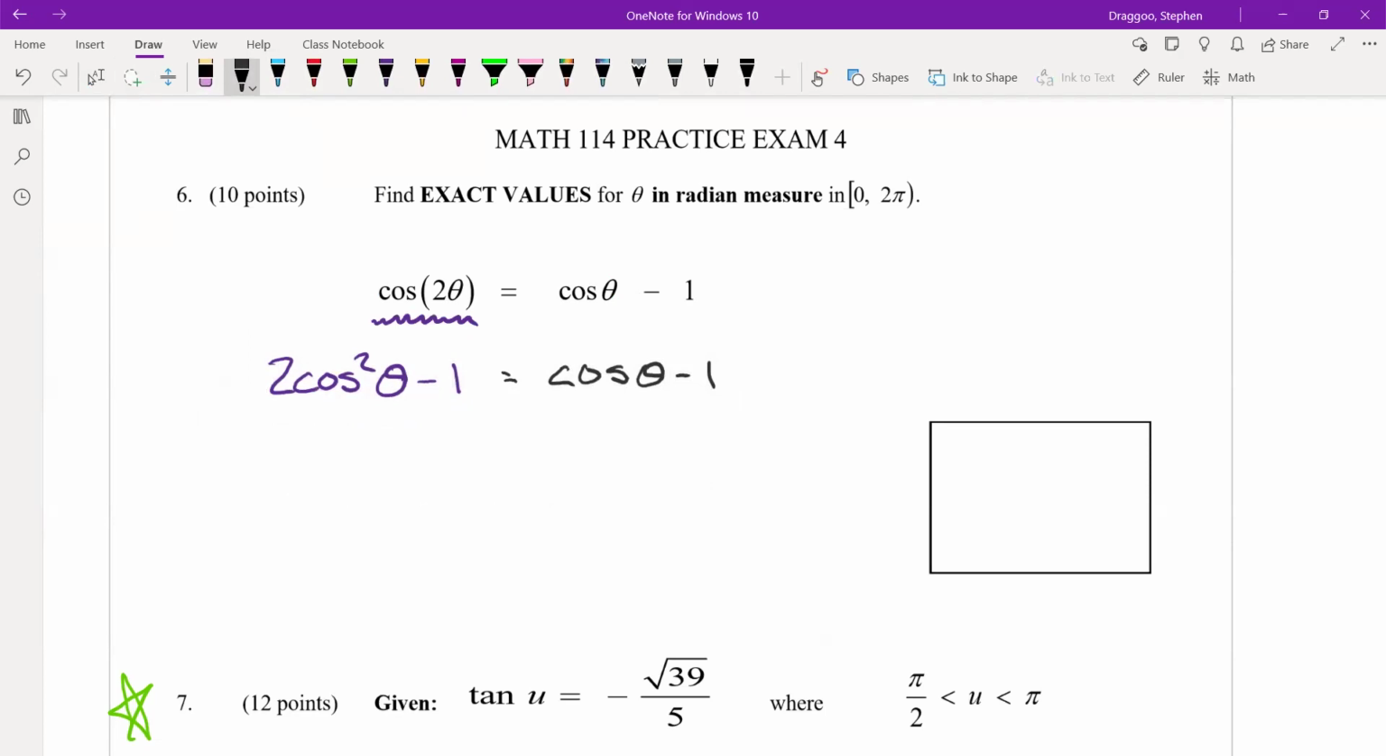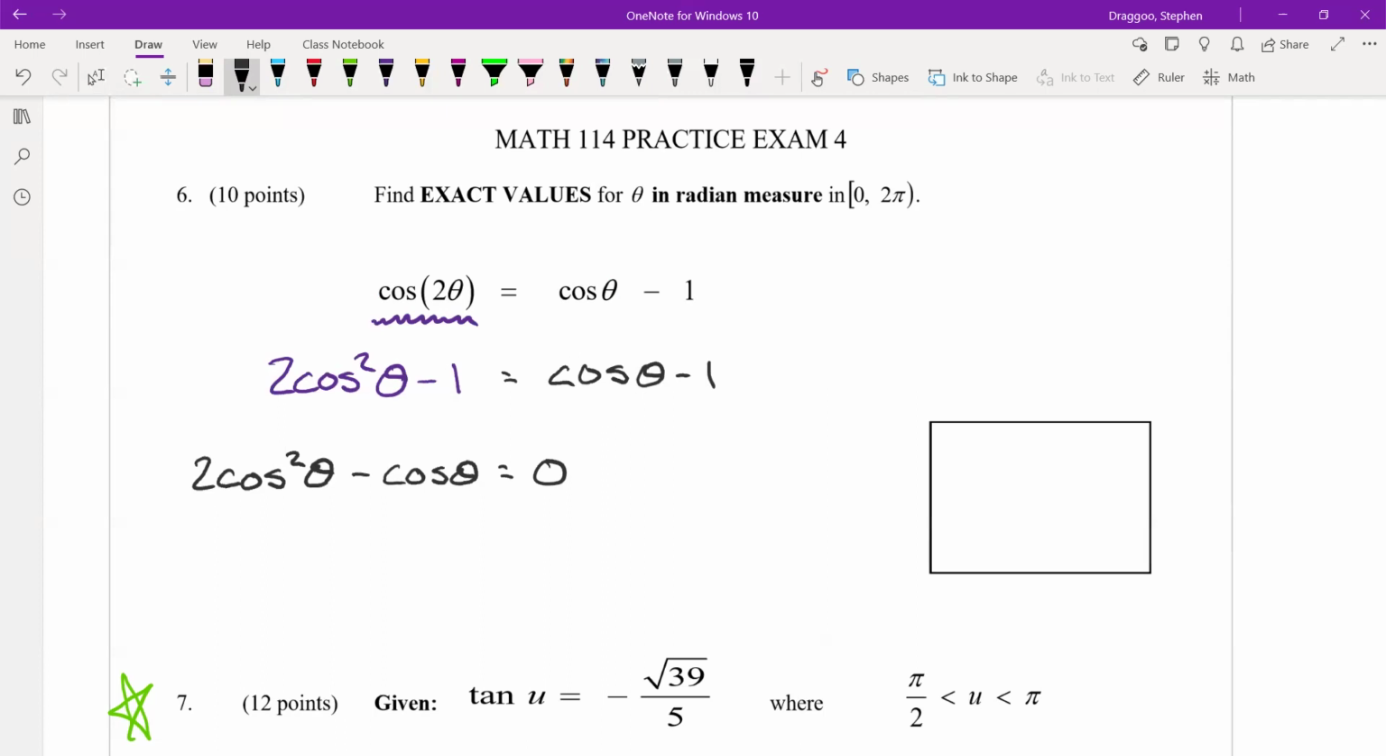But now I'm going to get everything on one side, have it equal to 0, and then probably factor and solve. So if I bring everything over to the left side, I'll still be looking at a 2 cosine squared of theta, but I'll also subtract a cosine of theta. But now I've got a minus 1 on the left, and I need to add 1 from the right. Those both add up to 0. The minus 1 on both sides just equal to 0.